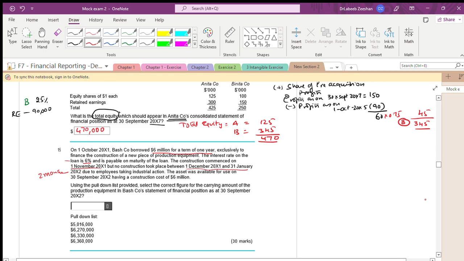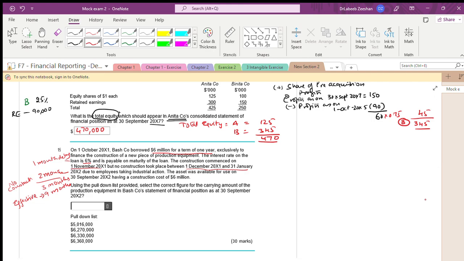Is it a 1 month delay? 2 months no construction. And what? How many months effective? 9 months effective. The employees are taking industrial action. The assets are available for use from 31st December.